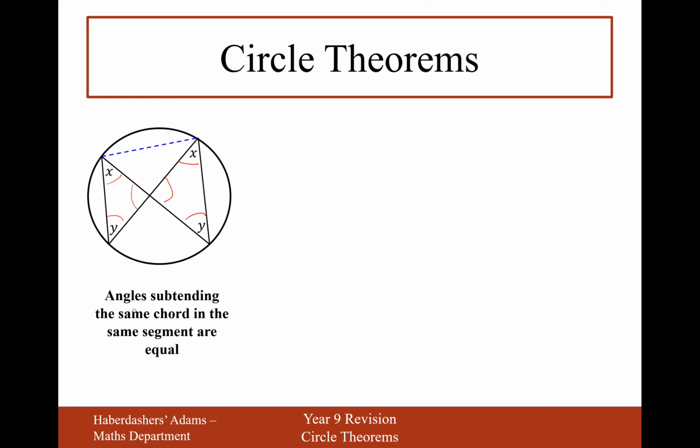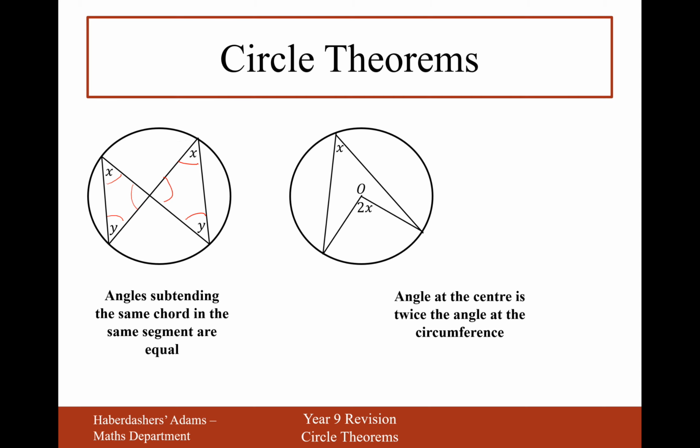The circle theorem here is called angles subtending the same chord in the same segment are equal. Then moving on to the final circle theorem, it's called the Arrowhead Theorem. Well, it's not called the Arrowhead Theorem, I call it the Arrowhead Theorem. You can refer to it as the Arrowhead Theorem, but the actual theorem is called angle at centre is twice the angle at the circumference.